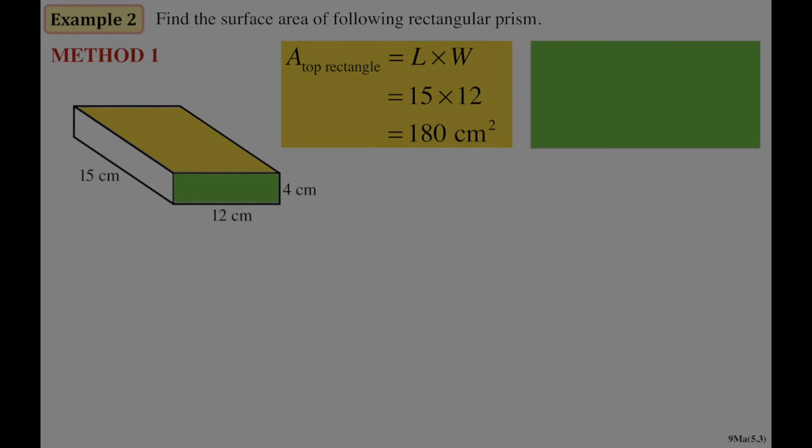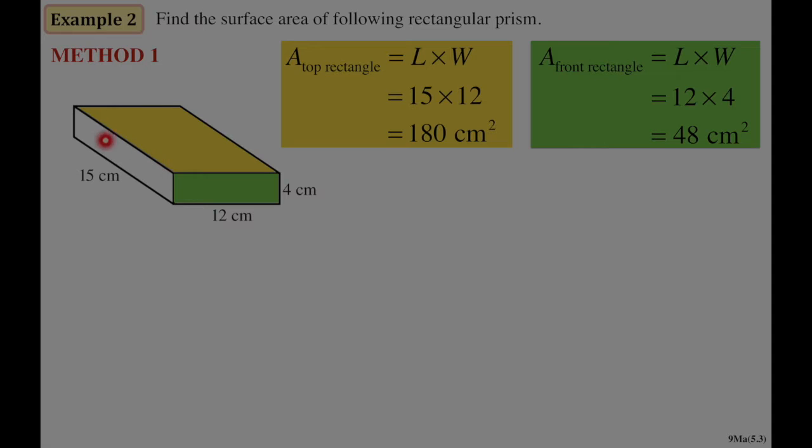Well, why don't we focus on this green front rectangle? Now I know the area of a rectangle is length times width, and the length times the width would be 12 times 4. If you wrote 4 times 12, it would give you the same answer. The area of the green rectangle is 48 centimetres squared.